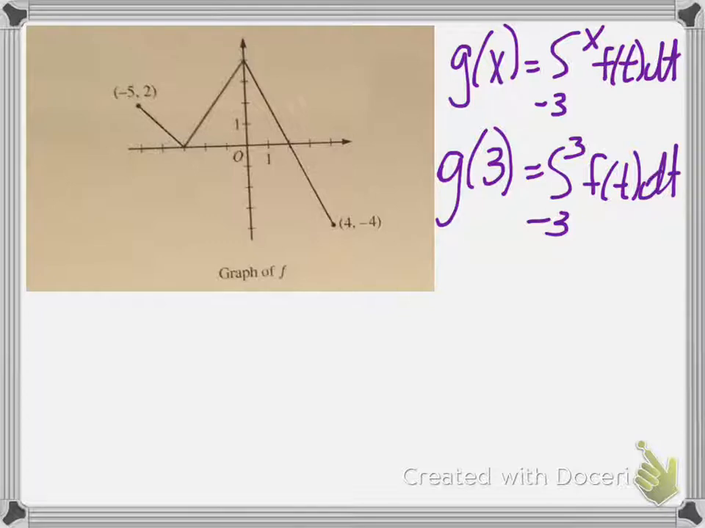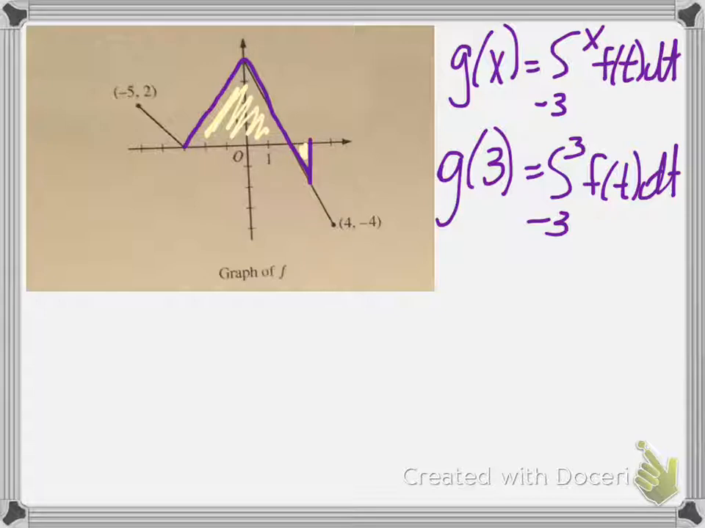So this means you want the area under the curve going from negative 3 to positive 3. So it's going to be something like that. Okay, so we're looking for this area, and we're looking for this area in here. Don't forget that the one below the axis is going to be negative.